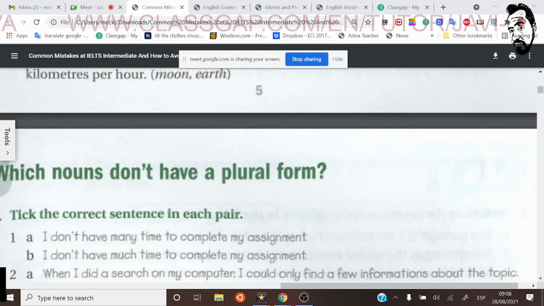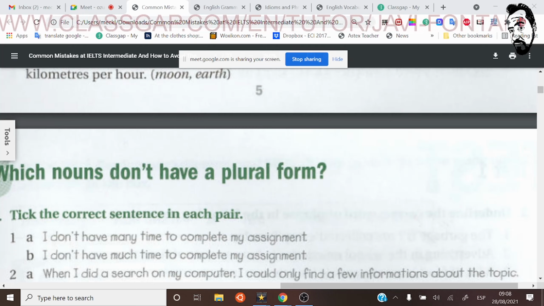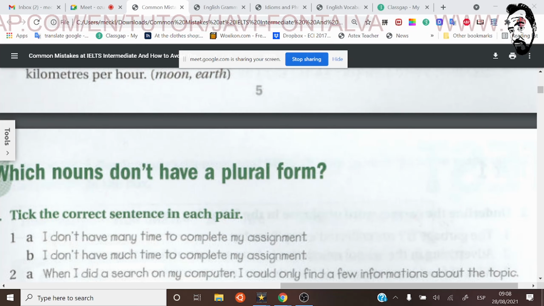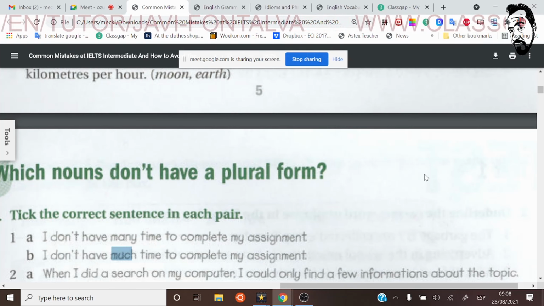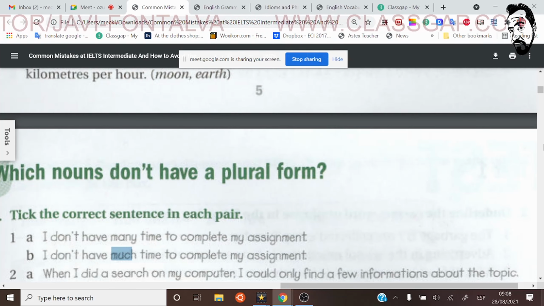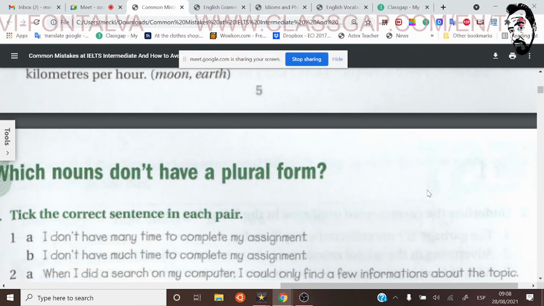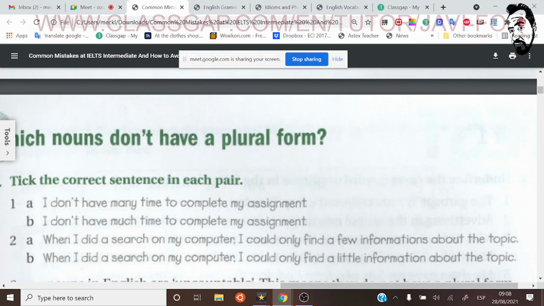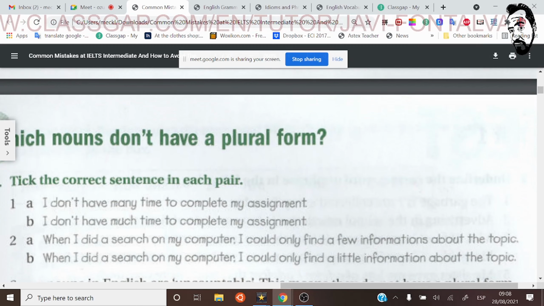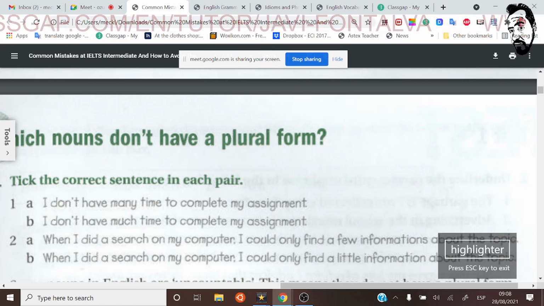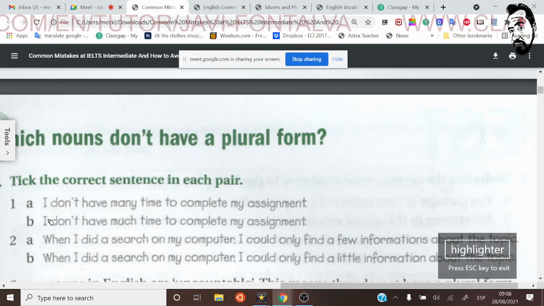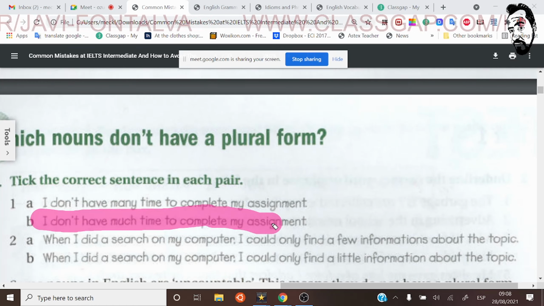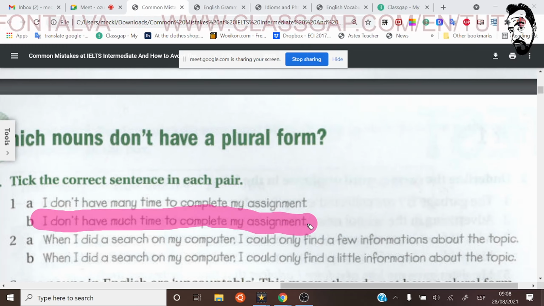Exactly. Okay, so in this example here, in number one, we'll talk about seconds, a minute, an hour. So it has to be B, okay? I don't have much time. Okay. So it has to be the second one, B, here. I don't have much time to complete the assignment.